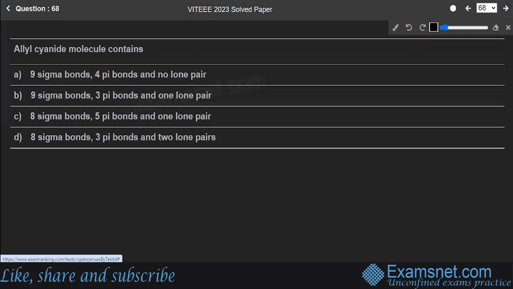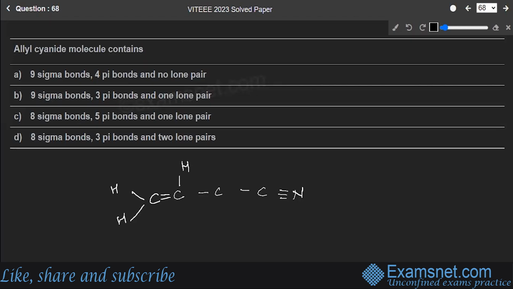Hope you got that. Next is question number 68. Allyl cyanide molecule contains 9 sigma bonds, 4 pi bonds, and no lone pair. Before discussing all the options, let's first make allyl cyanide. This is C, C, C, triple bond N, and it's like this. Let's complete it. You have H over here, here is H, here is H and H.